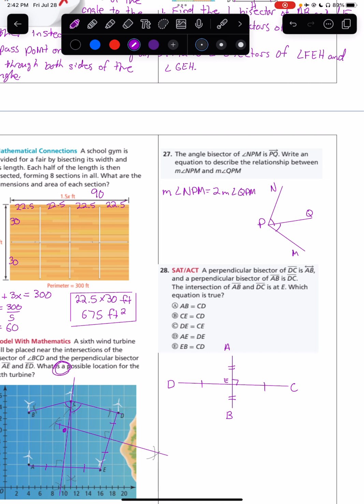So we've got all of these possibilities. Is AB equal to CD? We don't know that because AB and CD are two different lines with different lengths, so we don't know. CE is congruent to CD? Well, CE is half this length and CD is the whole thing, so it's not that. DE is congruent to CE? DE is here, CE is here. They're marked congruent, so that is going to be our answer. And then, of course, we can continue through and see why the other two don't work.